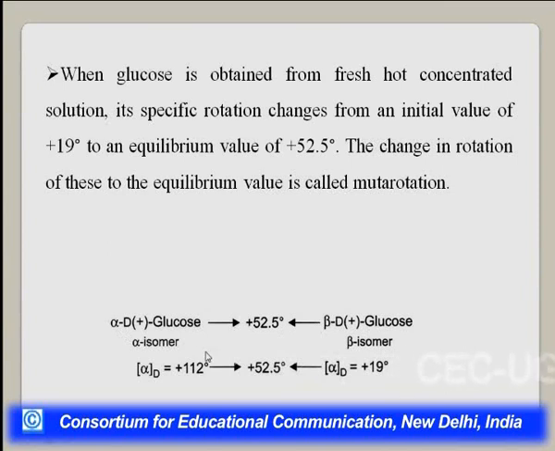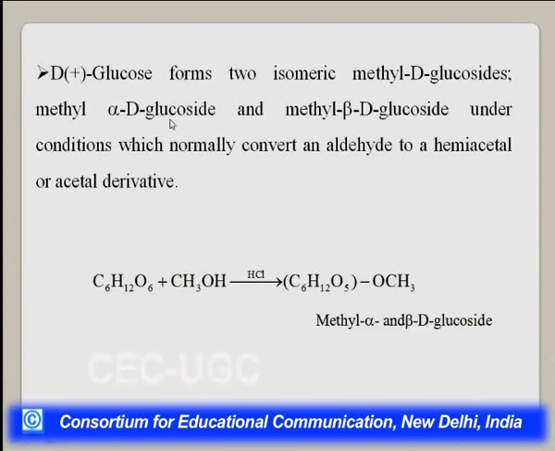As you can see, these are two different isomers; one is the alpha isomer, another is beta. We will discuss in detail in a coming slide. Alpha has a specific rotation of plus 112, and beta has plus 19, and these isomers are interchangeable via the equilibrium specific rotation of 52.5 degrees.